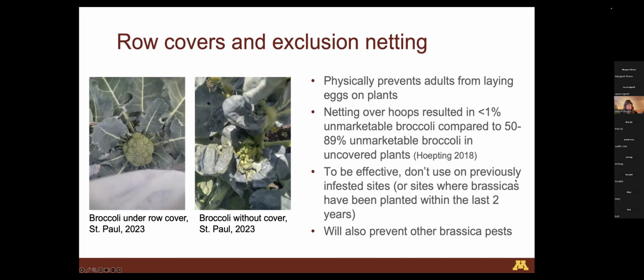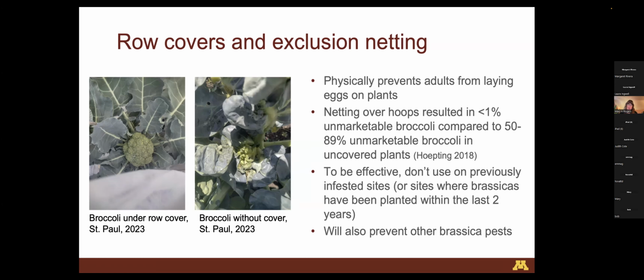It's worked in previous studies. We can't use it on previously infested sites or sites where we suspect there might be pupae in the soil that can emerge, like I mentioned. And the good point is this will also prevent other brassica pests. We've always had problems with imported cabbage worm, flea beetles, all these other caterpillar pests that we get yearly on our brassicas. So this can help with that too.